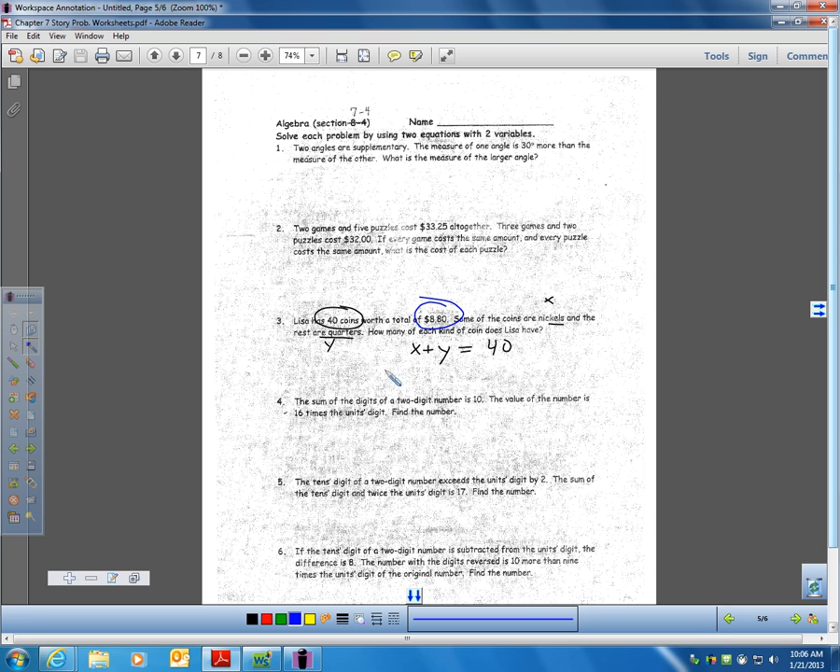So remember, nickels are worth 5 cents. It's 5 cents for every nickel plus 25 cents for every quarter, and that should equal $8.80. Well, there's a system. If you wanted to, you could multiply the first equation by 0.05, and you'd be able to eliminate the x's by subtracting, and then you can solve.